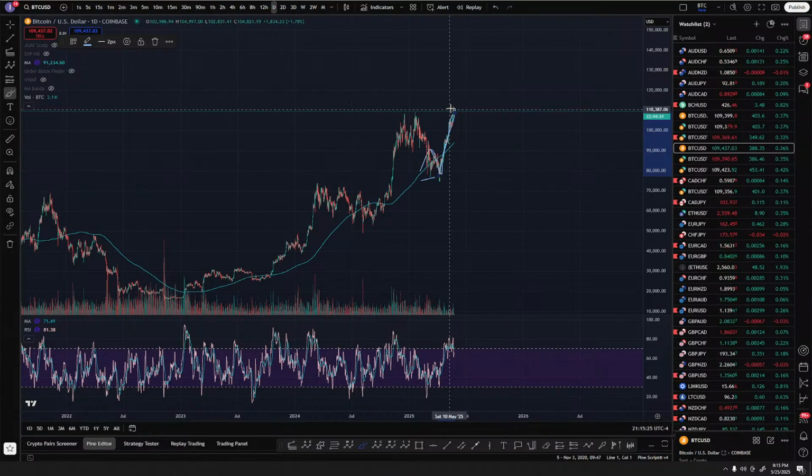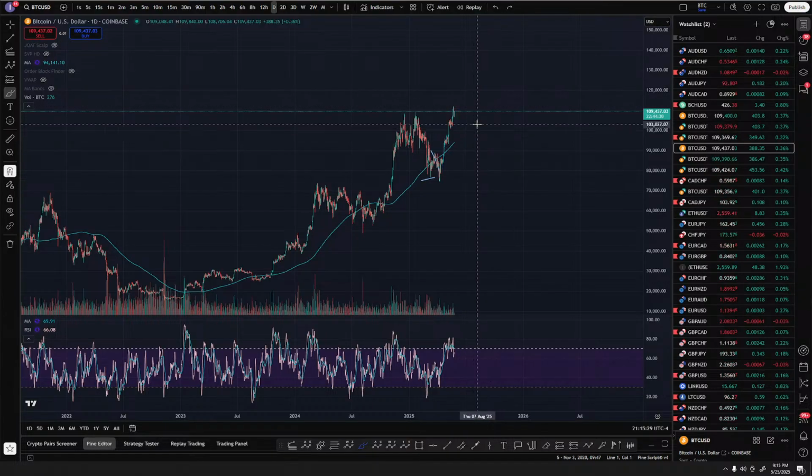Okay, now this impulse wave has gone up higher than we had hoped. I was calling for 102, and I wanted to see the reaction there. Obviously, it's gone and taken the top. That's fine. There's liquidity up there. It makes sense for the top to be taken.